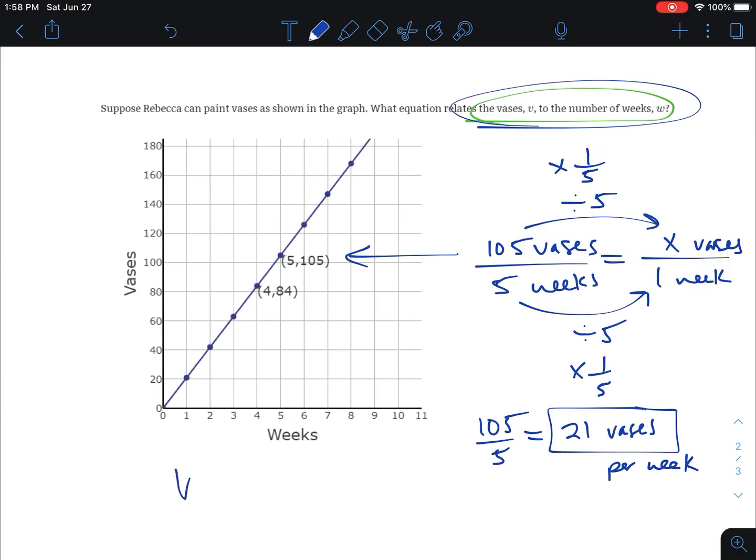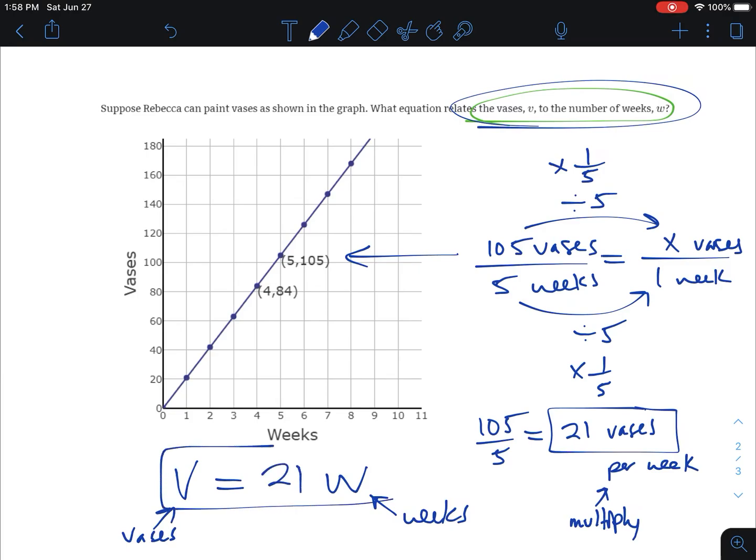So if we're trying to make an equation, how many vases can she do for W weeks? Well, she can do 21 per week. So per tells us we're going to do multiplying. So 21 times the number of weeks. So if I use W for the number of weeks and V for the number of vases, the number of vases would be 21 times the number of weeks.